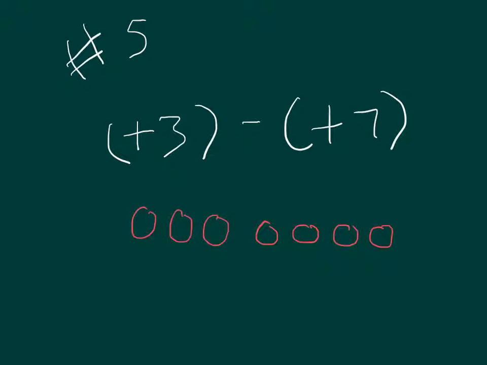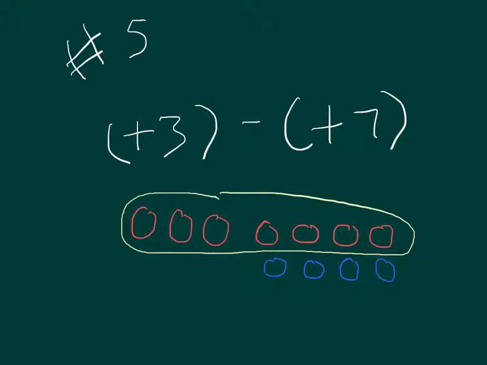But you also have to add the negatives to make sure that they don't really change anything. Now you've got the ability to remove those 7. So if I take those 7 and remove them, my answer is down here, which of course is negative 4.